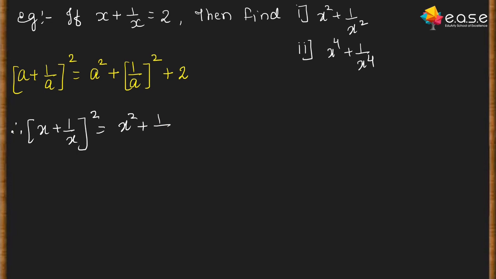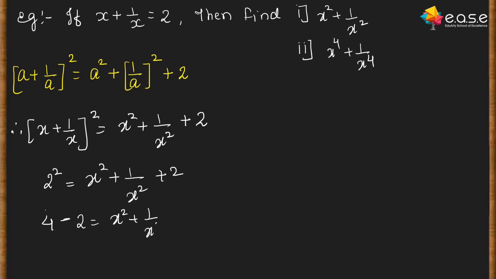Correct. Now this value we can say 2 square is equal to x square plus 1 by x square plus 2. 2 2s are 4, and if you take this 2 to the other side, it will become minus, so it will become 4 minus 2. Are you getting it? Correct. This will give you 4 minus 2 is equal to x square plus 1 by x square. So 2 is equal to x square plus 1 by x square. Correct? This is your answer.